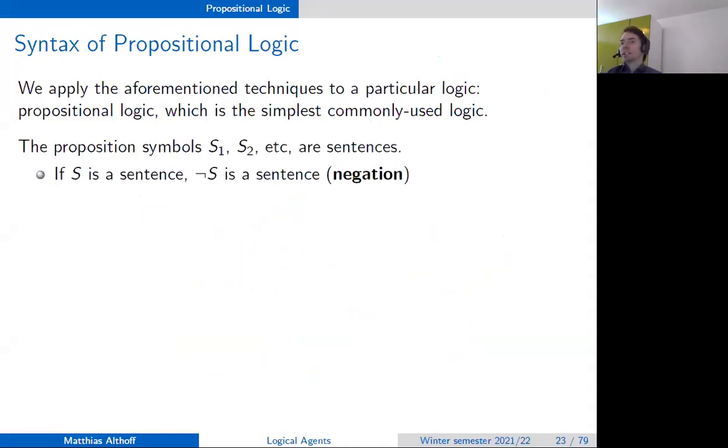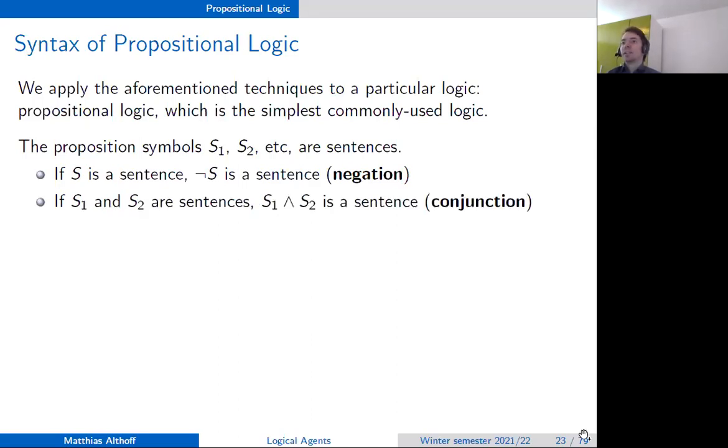Okay. So the propositional symbols S1 and S2 and so on are sentences. If these are sentences, then you can also form a new sentence by negation. So if S is a sentence, then this symbol in front of S is a sentence, which will be called negation. What this means, we will discuss later on, although for propositional logic it is quite straightforward. If S1 and S2 are sentences, then S1 with this kind of tent, S2 is a sentence, and this means conjunction. So the meaning will be "and", so this is only true if both are true.